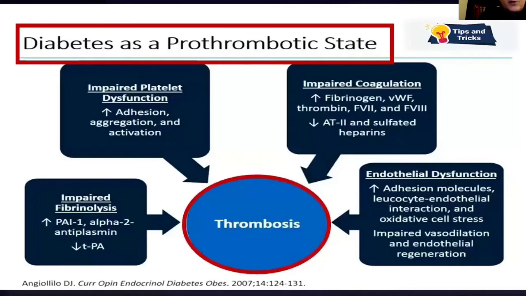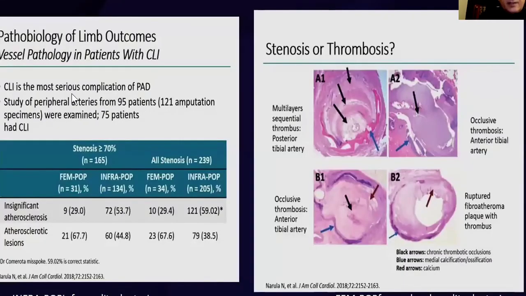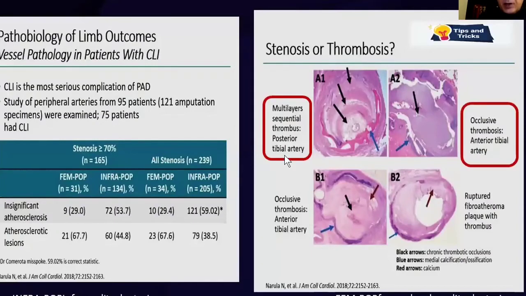Many studies looked at critical ischemia, the most serious complication of PAD, and in the studies from 95 patients, 121 amputation specimens were examined, and 75 patients had critical limb ischemia. They found that this is not a stenosis, this is a thrombosis. The multi-layer, sequential thrombosis of the posterior tibial artery, and the occlusive thrombosis of the anterior tibial artery, and ruptured fibroatheroma with a thrombus. So thrombosis is the main cause of the peripheral arterial disease.